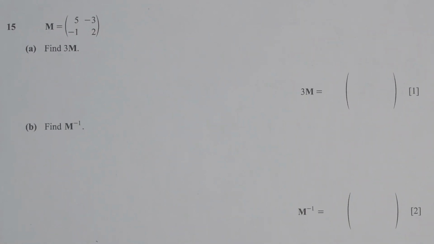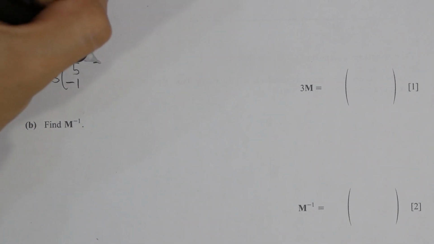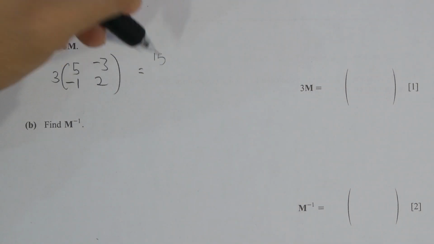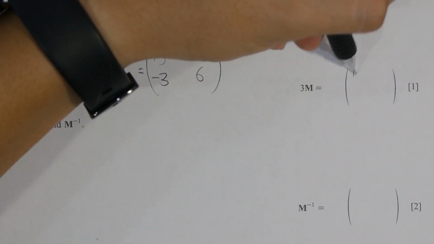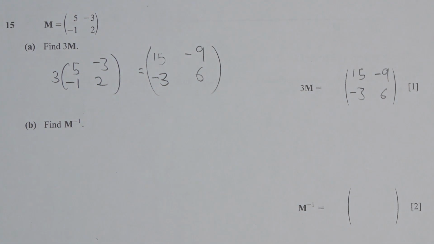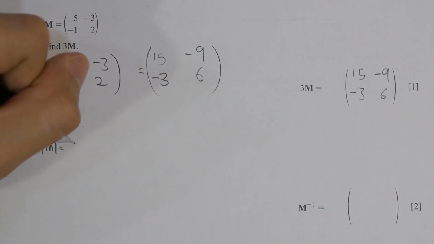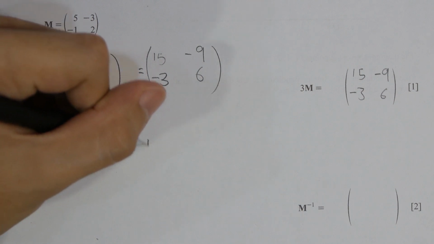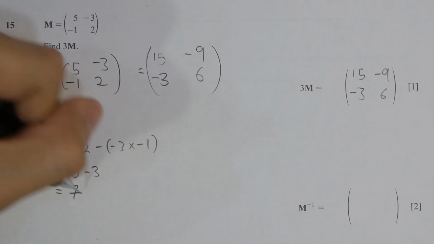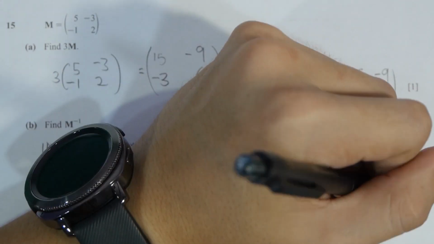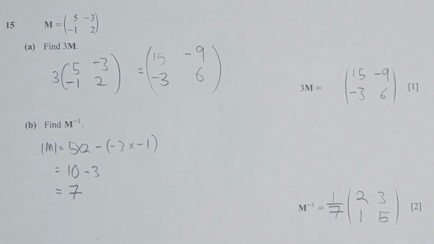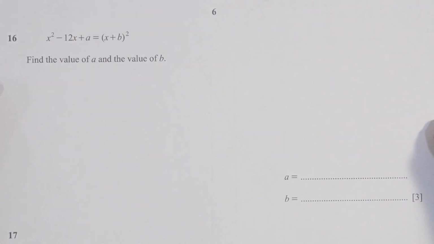Question 15, pretty straightforward. This is actually your matrix question. So for the first one, simply multiply 3 into every single variable there. Then you will get the results as 15, negative 9, negative 3, and 6. Whereby for you to find the inverse matrix M, simply find the determinant first, which goes by 5 times 2 minus negative 3 times negative 1. So the result will be 7. So your final result will be 1 over 7. And then you need to swap 2 and 5's positions and add a negative into 3 and negative 1. So your final result is 1 over 7 bracket 2, 3, 1, 5.